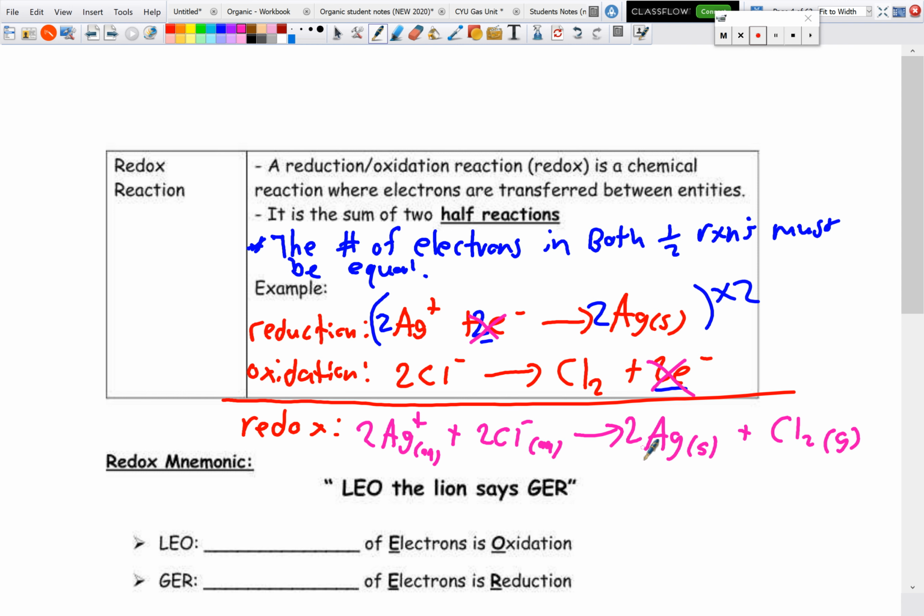And of course, one thing you'll notice as well is that the electrons never show up in a redox. You guys have seen reactions before, a lot of them redox reactions, and the electrons never show up in your net equation or your balanced chemical equation. So that's why we study the half reactions first. In our redox, you'll never see electrons showing up because they always cancel out.